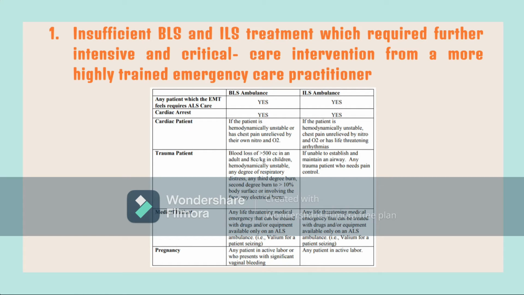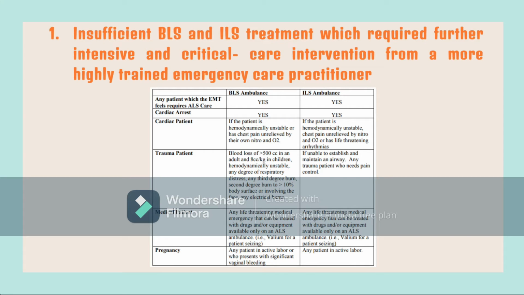For pregnancy, the BLS should refer it to ALS if the patient is in active labor or presents with significant vaginal bleeding. So for the ILS, for the cardiac patient, if the patient is hemodynamically unstable, has chest pain unrelieved by nitro and oxygen, or has life-threatening arrhythmias, this patient should be referred to ALS.